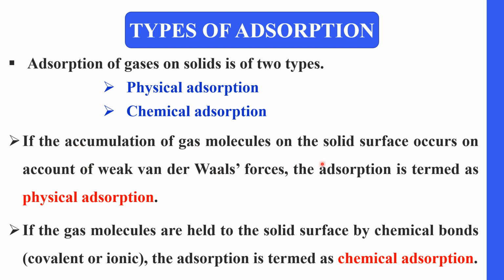If the accumulation of gas molecules on the solid surface occurs on account of very weak van der Waals forces, then that type of adsorption is known as physical adsorption. Or in simple terms, if the forces of attraction between the adsorbate and adsorbent are weak van der Waals forces, then that adsorption is termed physical adsorption. If the gas molecules are held to the solid surface of the adsorbent through chemical bonds like covalent bond or ionic bond, then that type of adsorption is known as chemical adsorption or chemisorption.